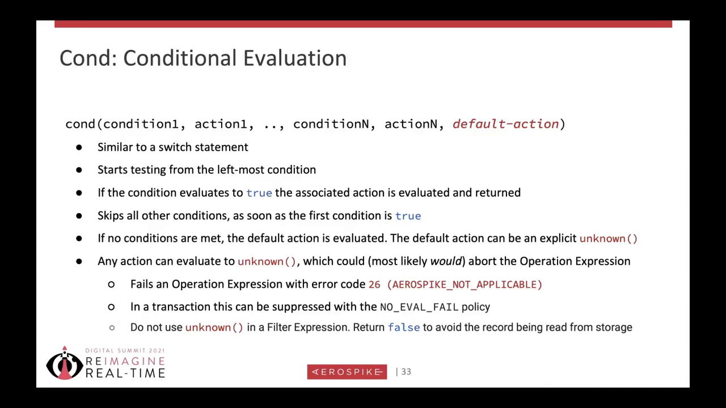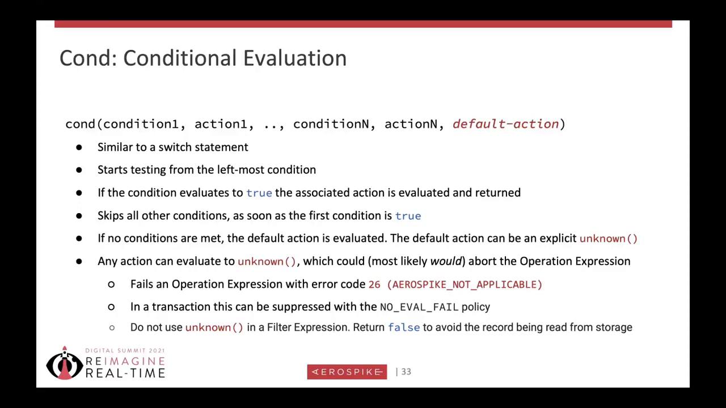This default action can be an explicit unknown. So if you don't want to return an actual value, you just want to short circuit the expression, you can explicitly return an unknown. Now, in general, any action can evaluate to unknown, and that would most likely abort the operation expression. When that happens, you will get back an error code 26, Aerospike not applicable. In a transaction, you can suppress this using one of the no eval policies. I think Python has an explicit no eval policy for reads and for write expressions separately.